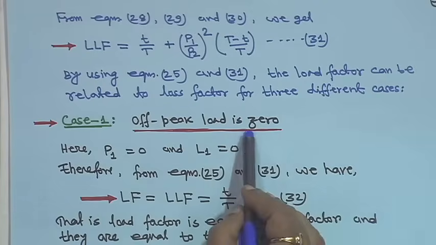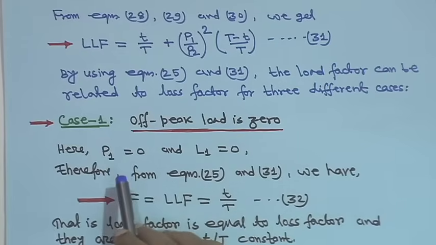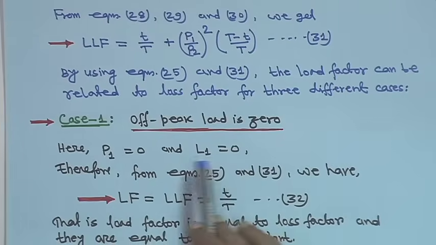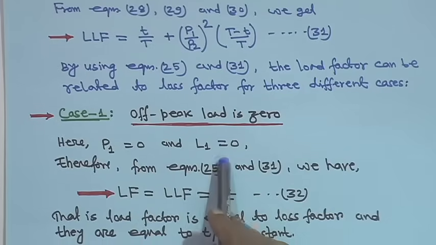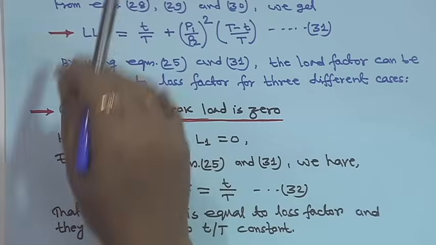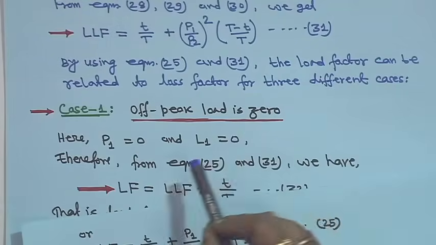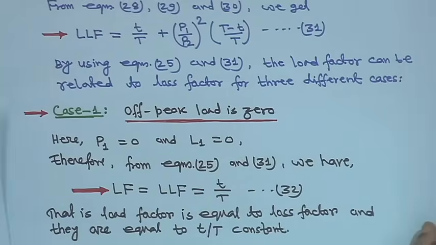Case 1: off-peak load is 0. That means there is no off-peak load, so P1 is 0, and that means L1 is also 0, since off-peak load 0 means off-peak loss is also 0. Therefore, from equation 25 and 31, we put P1 equal to 0 in this expression and see what happens to LF.